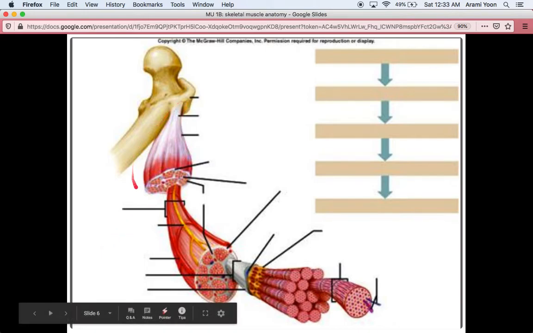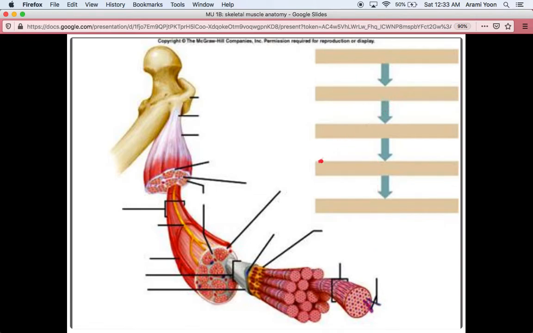Okay, so once again, here's the muscle bundle. It's the whole muscle. It's made of fascicles, which are bundles of muscle fibers, and once again, these are single muscle cells. Muscle fibers are made of myofibrils, and if you zoom in some more, you'll see myofibrils are made of these protein strings called myofilaments. So if you want to go down this flow chart from largest to smallest, it's muscle, fascicle, muscle fiber, myofibril, myofilament.